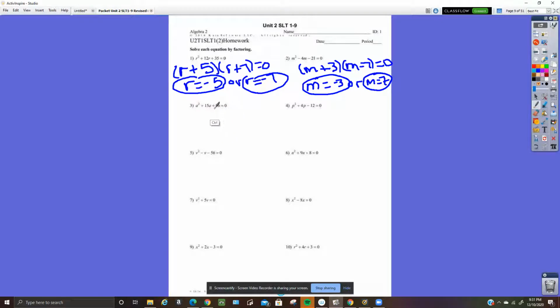Number 3, you want to find the factors of 56 that add up to 15. That's 8 and 7. So A equal -8, or A equal -7.